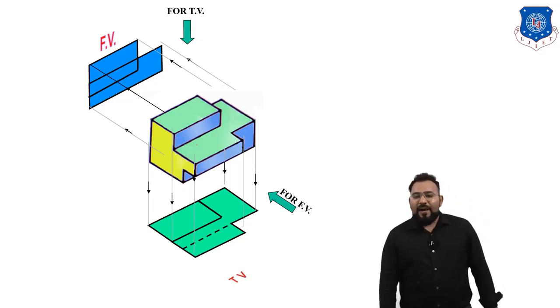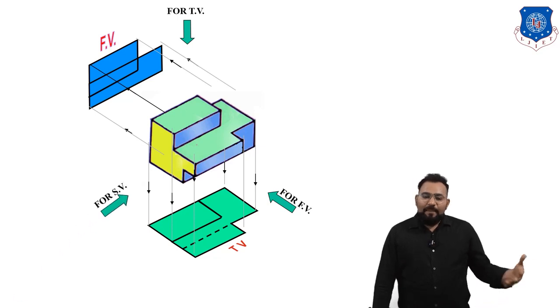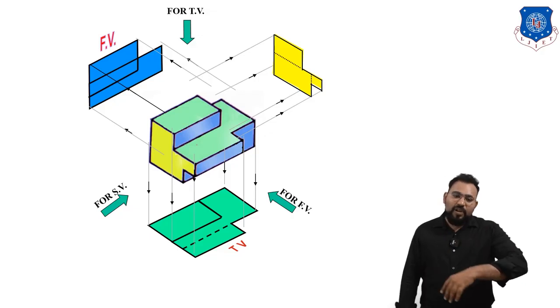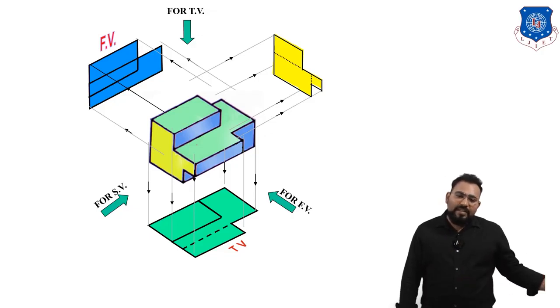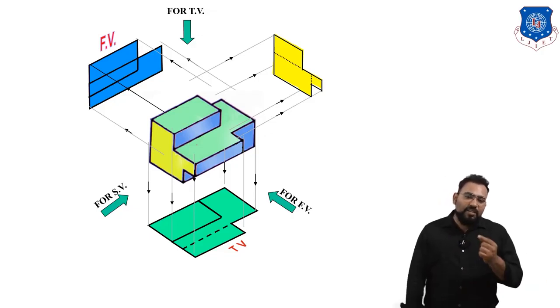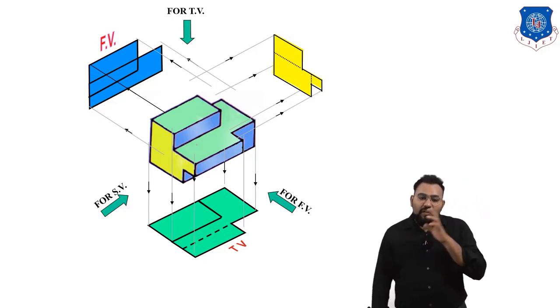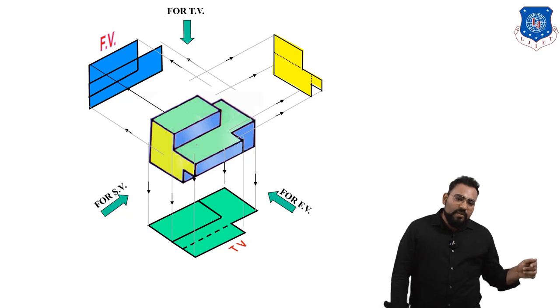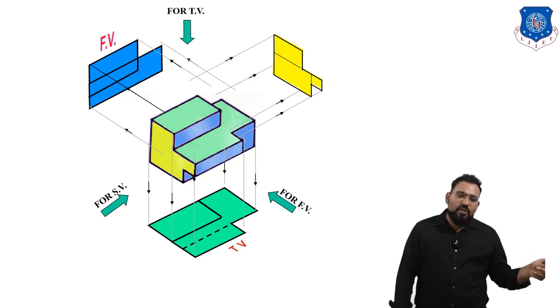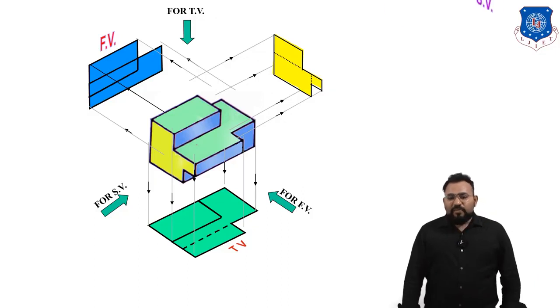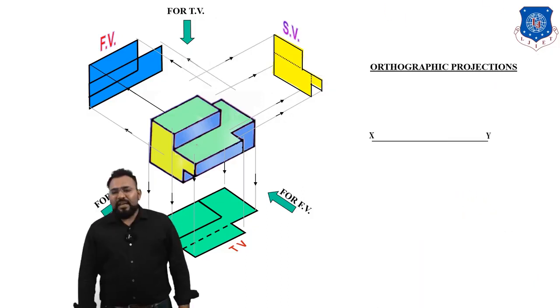Okay, now let's take the left hand side view. So let's take this projection on the profile plane. Also you can see that when you're looking from the left hand side, there is also one dotted line, one edge is not visible. So find out that not visible edge. Can you tell me which edge is not going to be visible? Okay, find out that.